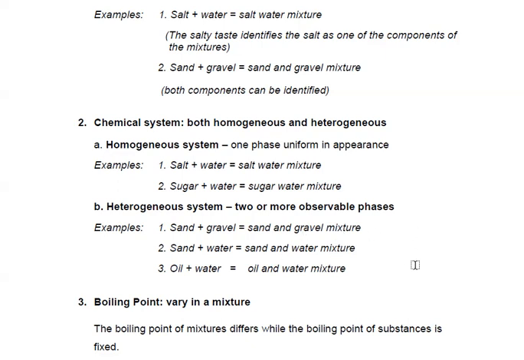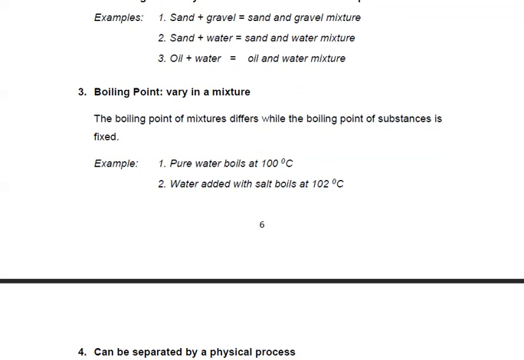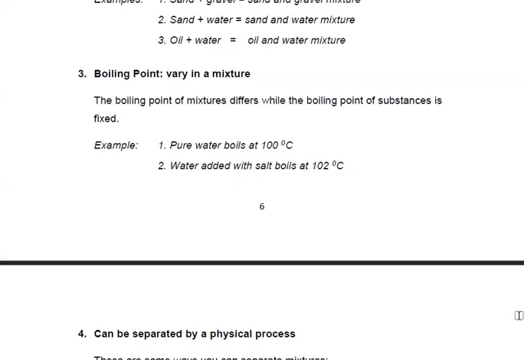So naa siya, both of them of course are solid pero ma-separate nimo siya. Boiling point. Let's go to boiling point. It says here that boiling point of mixtures differs while the boiling point of substances is fixed. Pure water boils at 100 degrees Celsius, but water added with salt boils at 102 degrees Celsius.